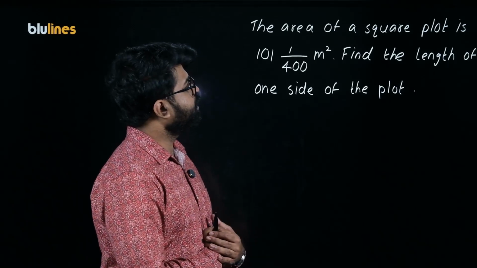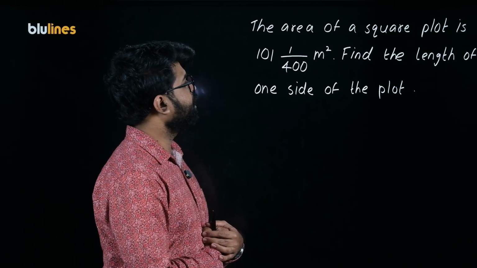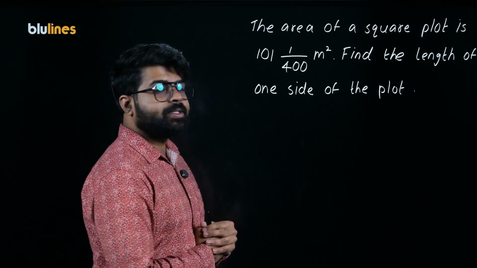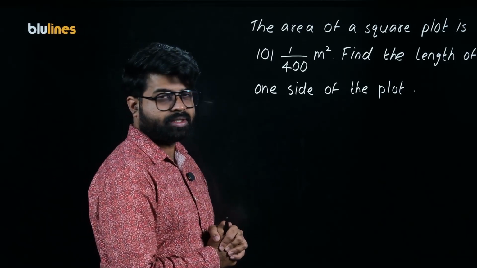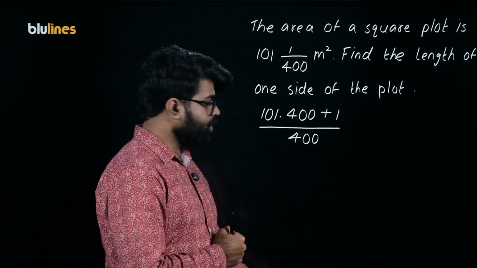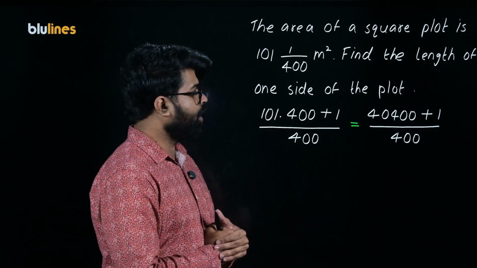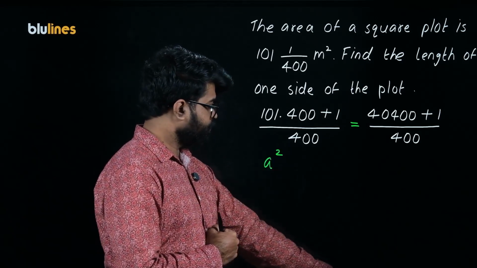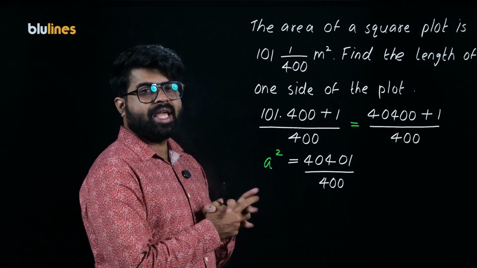Next one, the area of a square plot is 101 by 400 meter square. Find the length of one side of the plot. It is given that it is a square plot and its area is given as a mixed fraction. I am converting my mixed fraction into a proper fraction. On simplification, we have 400 plus 1 upon 400, which is equal to 40401 upon 400.